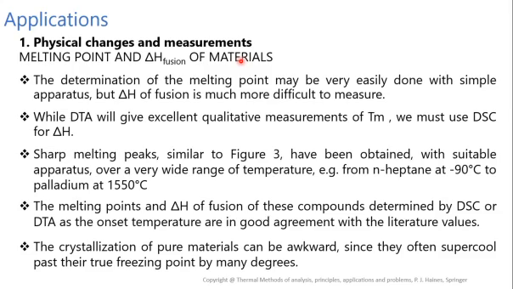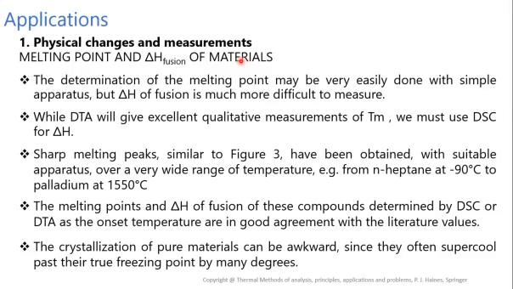So the first one is the melting point and the change in enthalpy of fusion of a material. The determination of melting point may be very easily done with a simple apparatus, but delta H of fusion is much more difficult to measure. So while DTA will give excellent qualitative measurements of Tm, we must use DSC for the delta H.